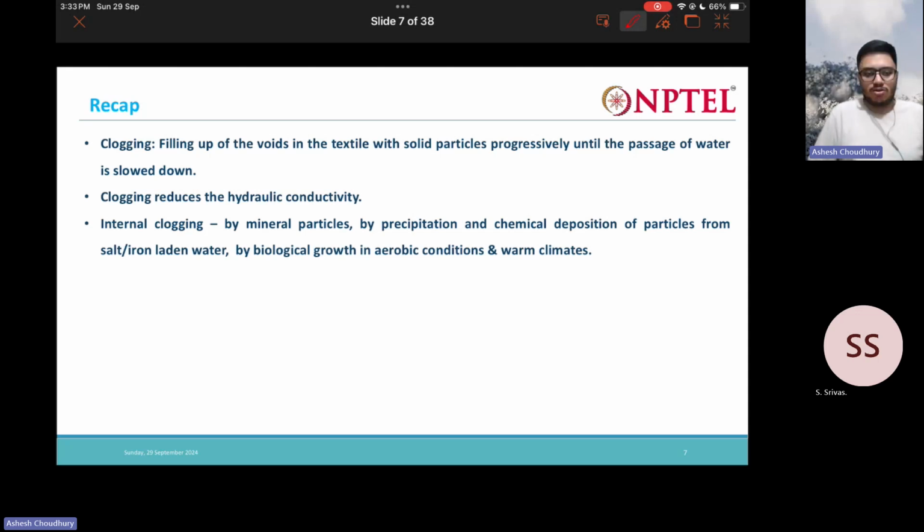Now, what is internal clogging? Internal clogging happens by mineral particles, by precipitation and chemical deposition of particles from salt or related water, by biological growth, anaerobic conditions. These are the internal clogging. External clogging happens due to the effect of soil particles. The fine soil particles go and stick into the pores and clog the pores. This is the external clogging. Internal clogging happens by mineral particles, chemical precipitation of salts, chemical deposition of particles from iron, lead and water, biological growth, all those things. And external clogging happens with the soil particles. Okay.